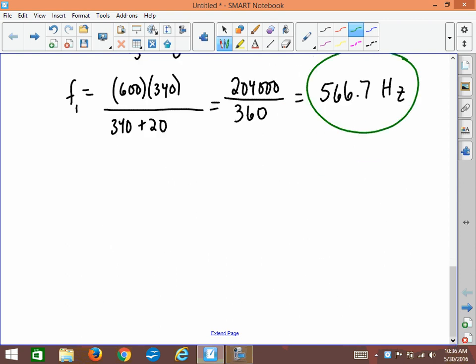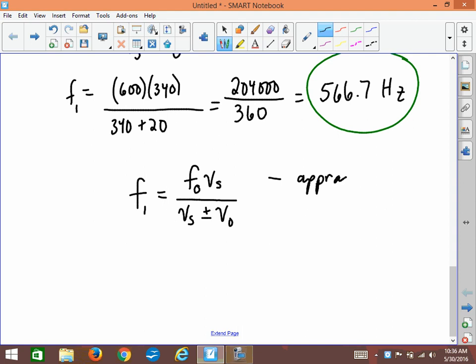So we generally write the two equations together in this form. We generally say that the perceived frequency, F1, or whatever you want to call it, will be the original frequency times the speed of sound. And then on the bottom, we put speed of sound plus or minus the speed of the object. And we remember that the minus is if the object is approaching, and the plus is if the object is receding or moving away. And then it becomes a reasonably simple situation.